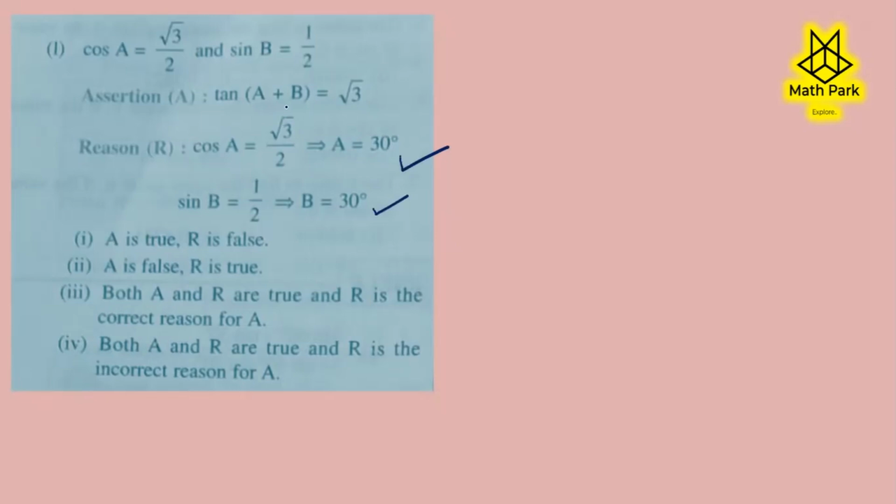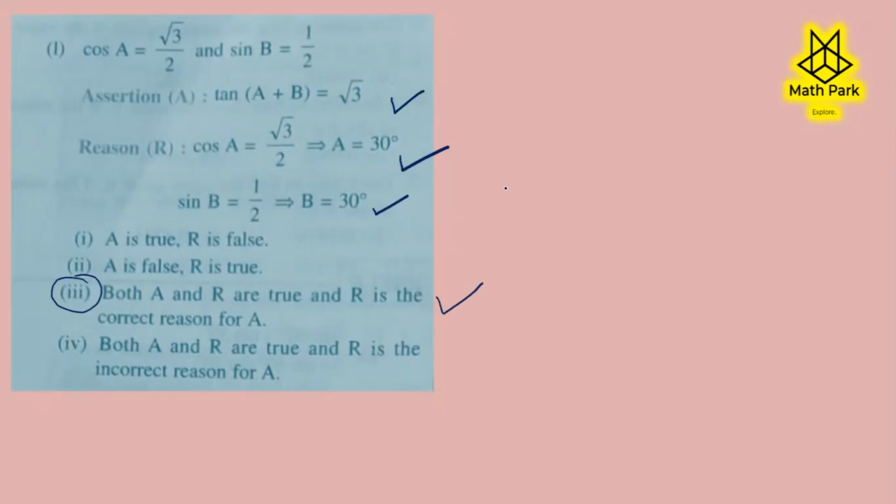Now tan of A plus B is equal to root 3. That is tan of 30 plus 30, which is tan 60, which is root 3. So this is also correct. So we see that both A and R are true and R is the correct reason for A. So the third option is the correct option.